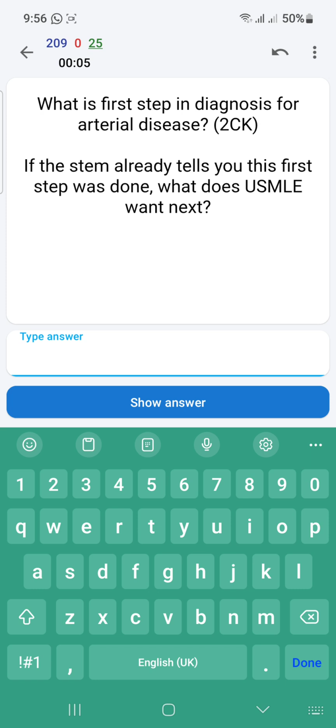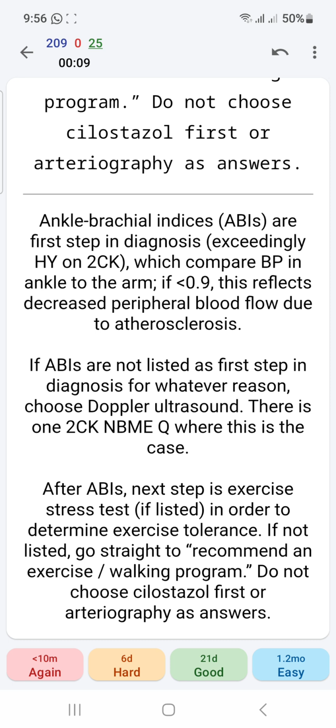If the question already tells you this first step was done, what does USMLE want next? Ankle brachial indices are first step in diagnosis, exceedingly high yield on 2CK, which compare blood pressure in the ankle to the arm. If less than 0.9, this reflects decreased peripheral blood flow due to atherosclerosis. If ankle brachial indices are not listed as first step in diagnosis for whatever reason, choose Doppler ultrasound. There is one 2CK NBME question where this is the case.